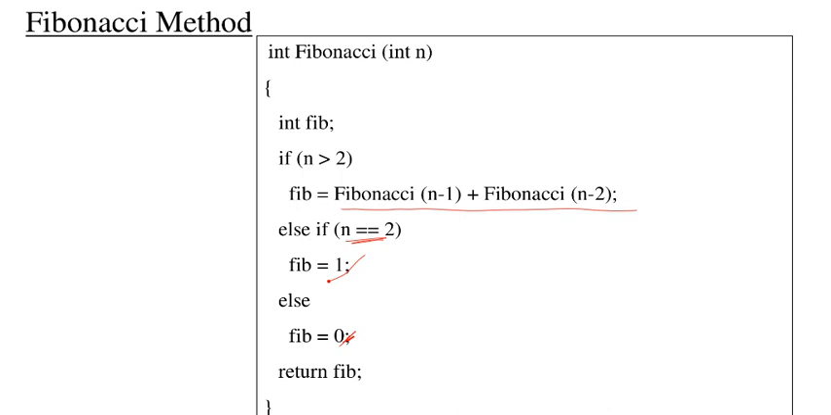So, I want to find out the Fibonacci of the fourth term. The fourth term is nothing but the sum of the 3rd term plus the 2nd term. The 3rd term is the sum of the 2nd term plus the first term. Fibonacci of 1 is 0. Fibonacci of 2 is 1. Fibonacci of 3 is nothing but 0 plus 1, 1. And then 1 plus the previous term gives this one.